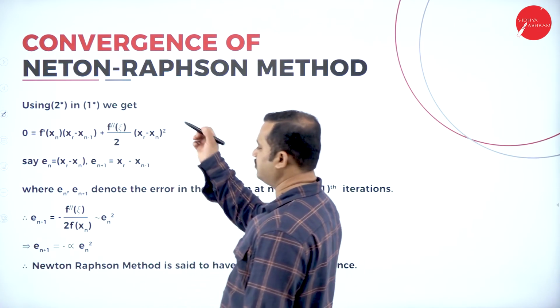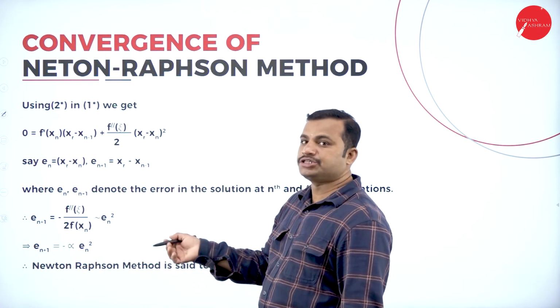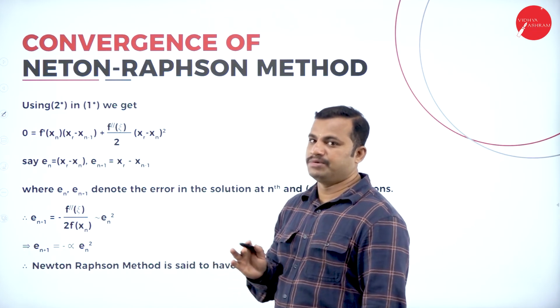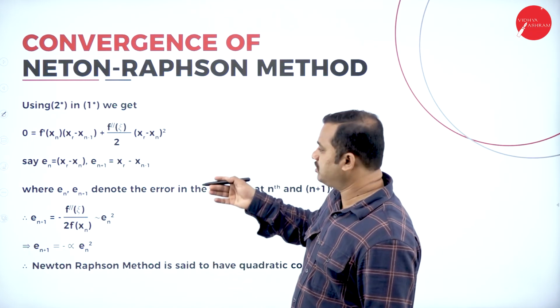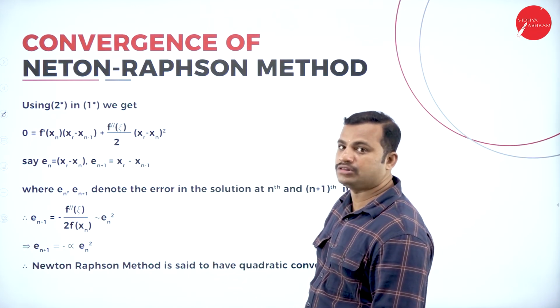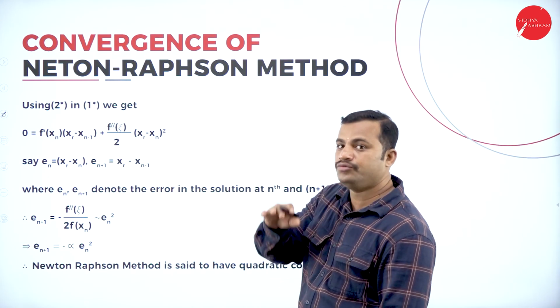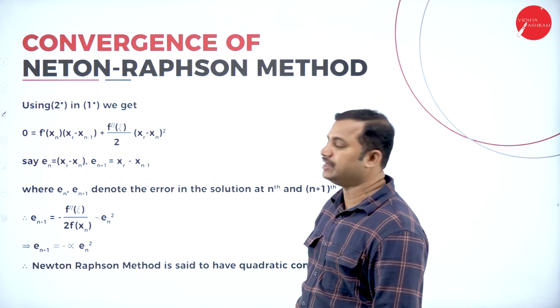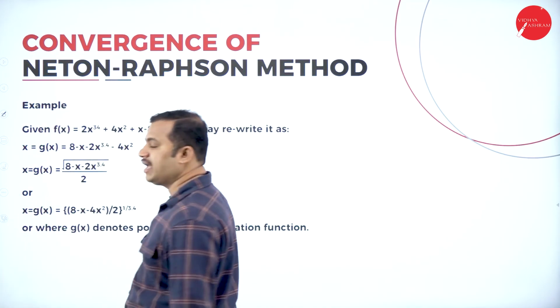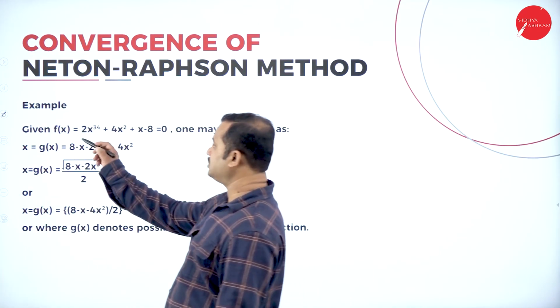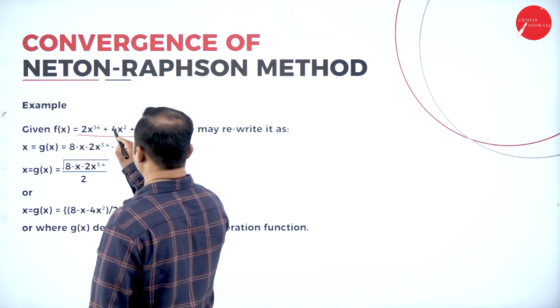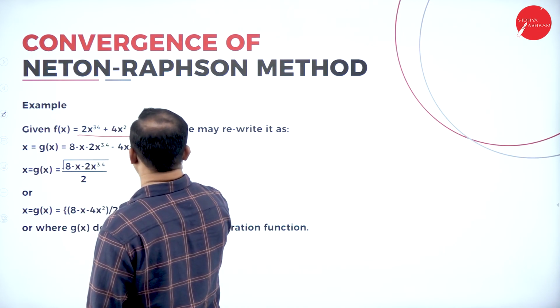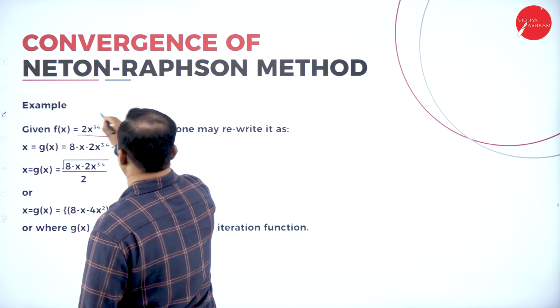So the same thing, that is the expansion of those things, is not in your syllabus. However, I am giving you the explanation of all these expansions as to how you can derive the formula of the Newton-Raphson method explained here. Convergence factor, as I have already discussed with you, that is 2x to the power of 3 plus 4x square plus x minus 8. This is the equation given here.